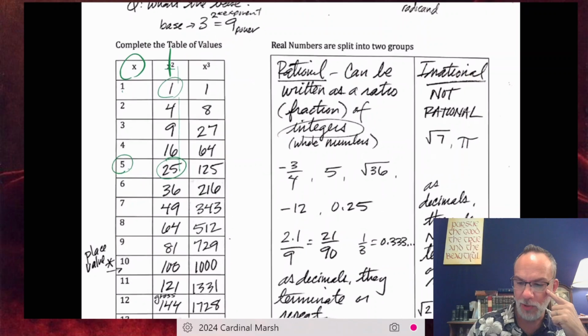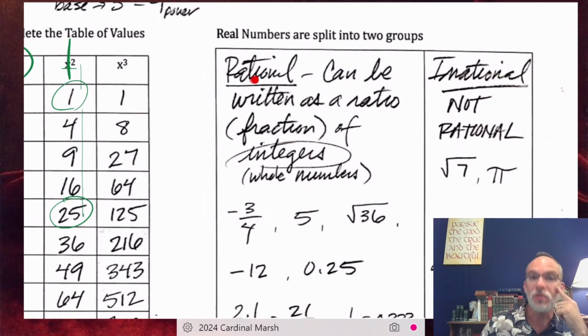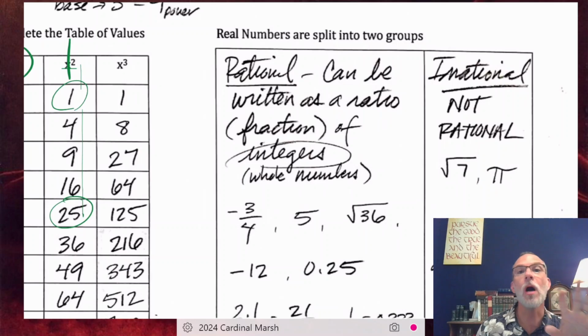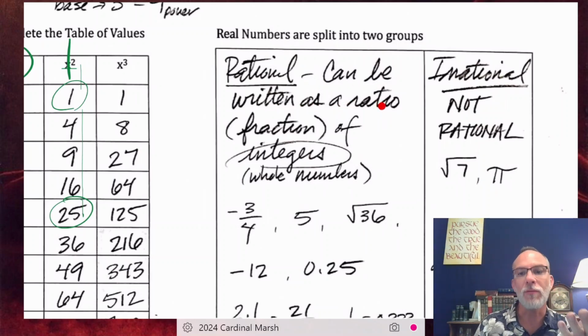Now, real numbers are split into 2 groups. Let's go over here onto the right side. 2 groups. One group's rational, the other group is not rational, which means irrational. So whatever's not in this group is in this group. This group's got all the extra stuff, okay? A rational number, ratio. Do you see ratio written right there? R-A-T-I-O. A rational number is a number that can be written as a ratio or a fraction, although they're not exactly the same thing, ratios and fractions.